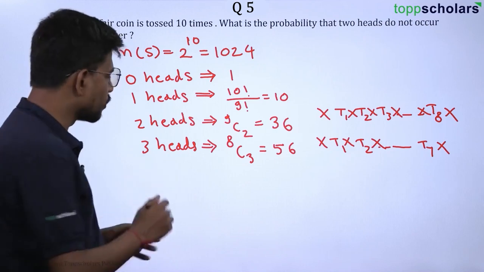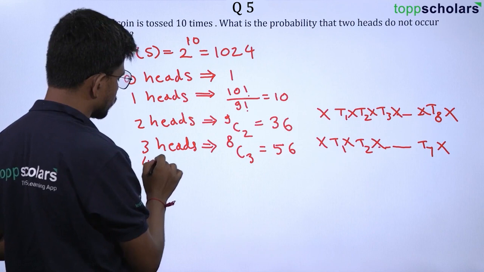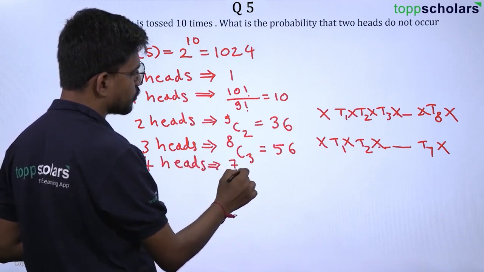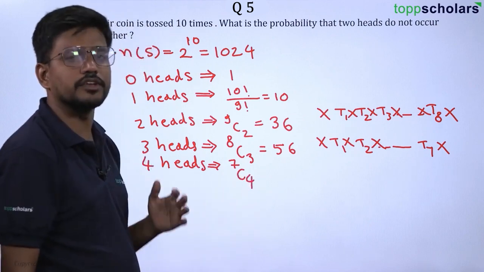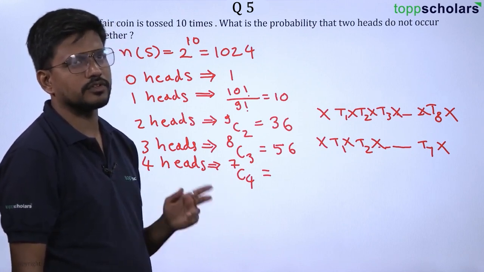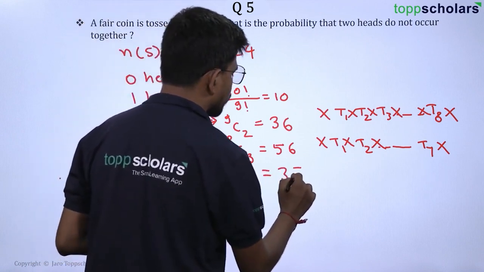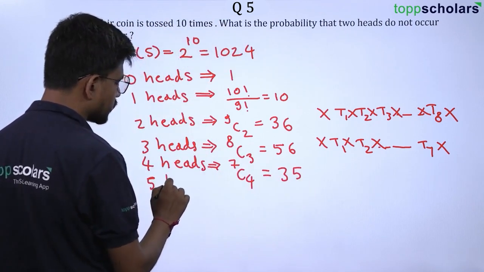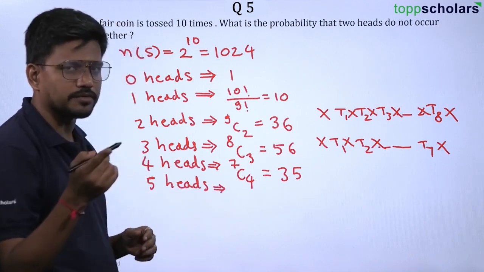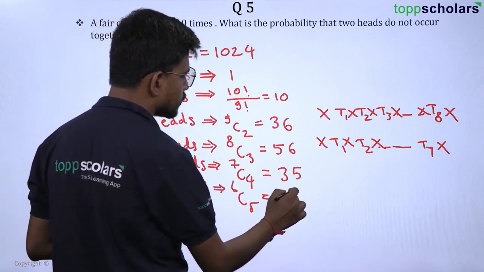So when there are 4 heads, what will happen? When there are 4 heads, you get 6 tails. For 6 tails, they are going to give you 7 gaps, and out of those 7 gaps, you need to select 4 gaps. So 7C4 is your answer. So 7C4 is what? 7C3, 7 into 6 into 5 upon 6, 6 cancel, 7 into 5, 35. When there are 5 heads, what will happen? 5 heads are going to give you 5 tails. 5 tails means 6 gaps. Out of 6 gaps, you select 5 gaps for 5 heads. So 6C5 is nothing but 6.